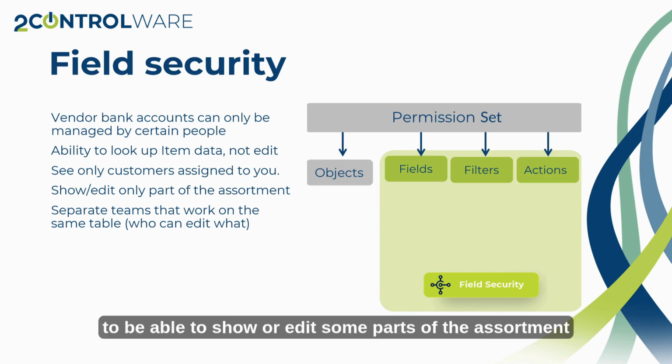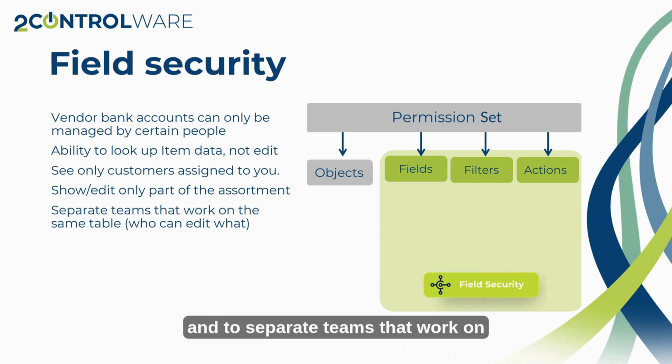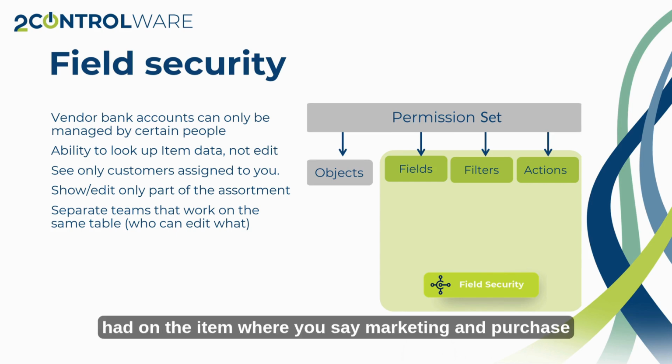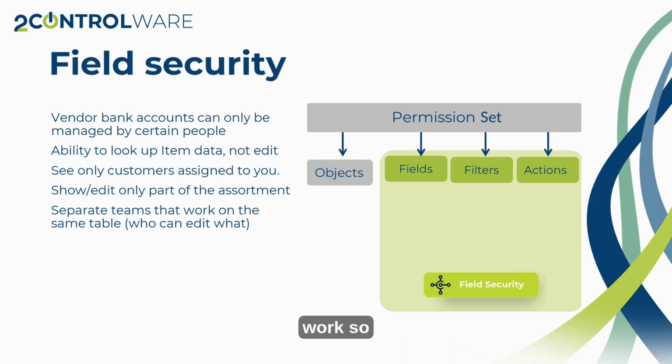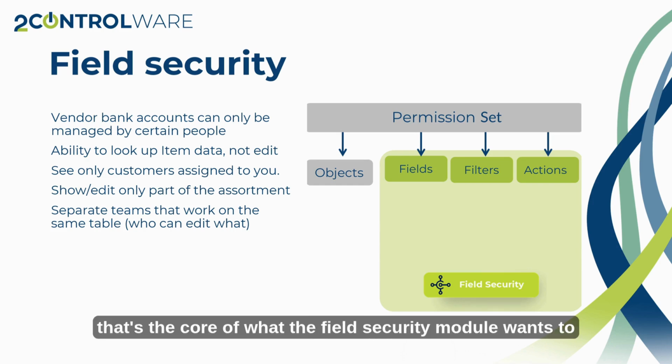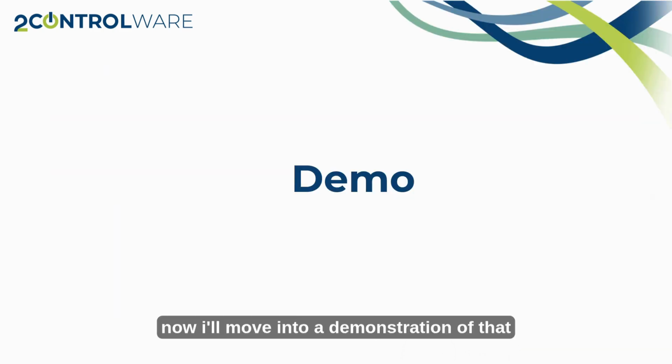Also, to be able to show or edit some parts of the assortment, and to separate teams that work on the same table, like the example I had on the item where marketing and purchasing work on the same table, however should not interfere with each other's work. So that's the core of what the field security module wants to bring. Now I'll move into a demonstration of that.